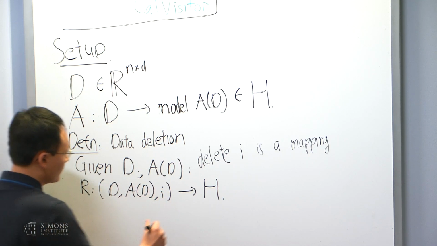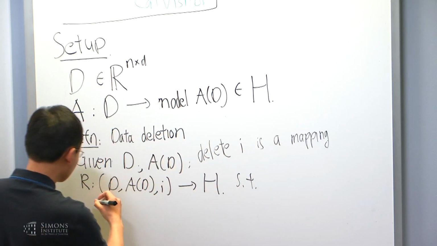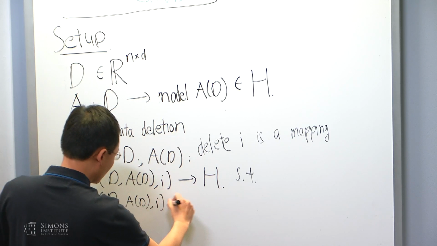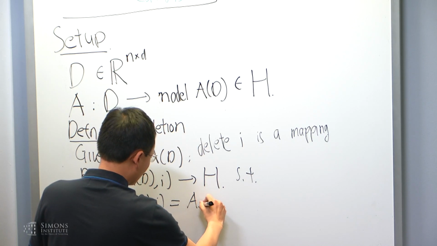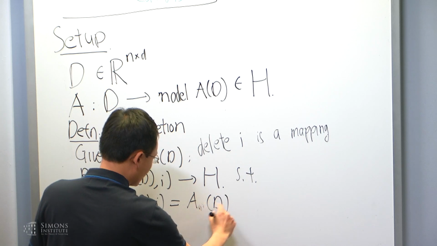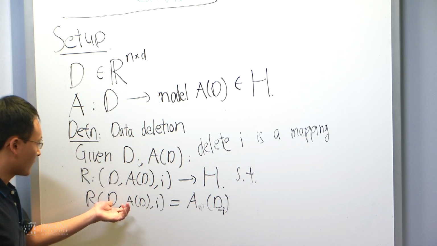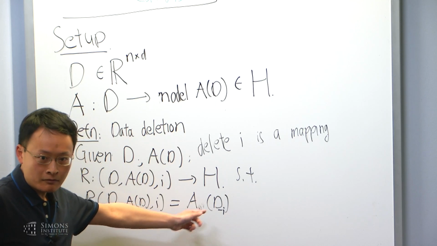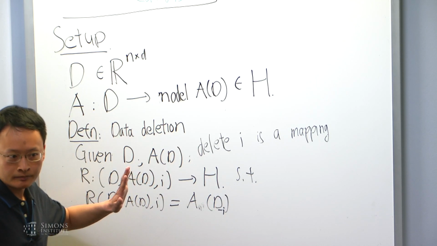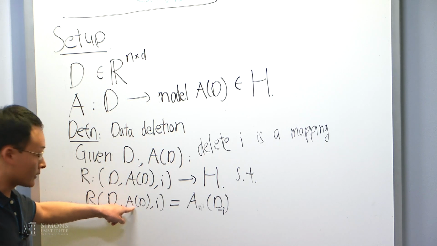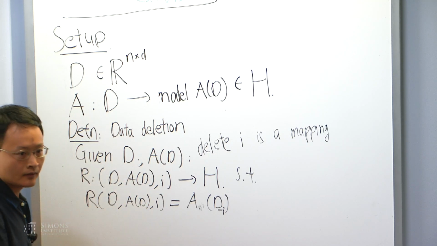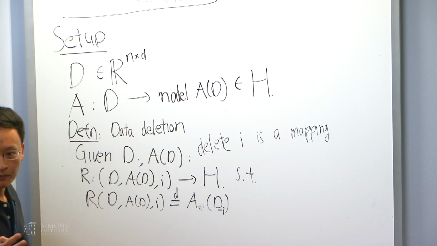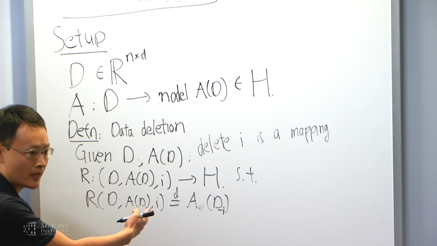Okay, so it's a mapping such that the model that I return after my deletion operation should be the same as the model that I trained if I never had this data point in the first place. If my learning algorithm is a randomized algorithm, which could be the case, then I would like this to be true in distribution. But for simplicity, just think of it as a deterministic learning algorithm. I want to get the same algorithm back after I do my deletion operation.